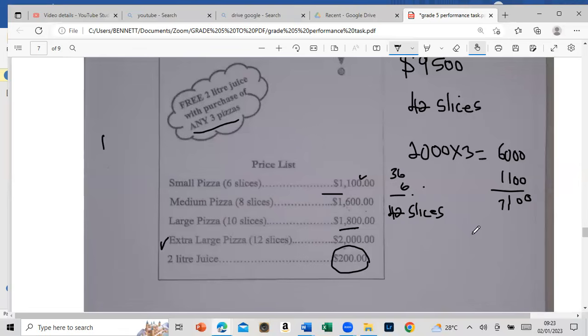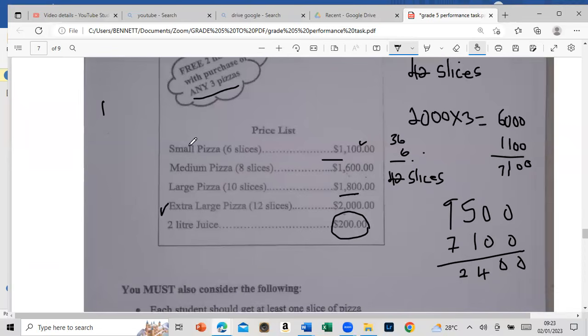So let's go. It would be 9,500 minus 71. So this is 0. This is 4. So guess what? We have $2,400 left. So yes, this is what I would have done. I would have bought 3 of the big pizza, 1 of this, and then I could buy 10. I could buy 12 bottles of juice.